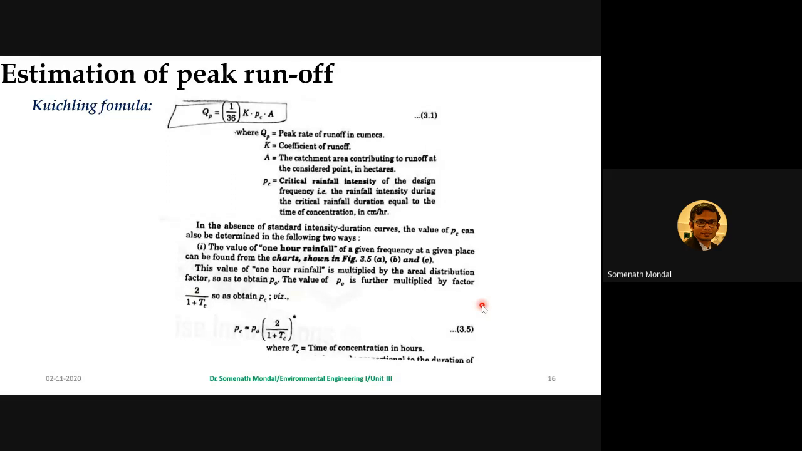get the desired value. This value of 1 hour rainfall is multiplied by the area distribution factor to obtain P0. Now the value of P0 is further multiplied by a factor, that is 2 by 1 plus TC, to obtain PC. So PC is equal to P0 into 2 by 1 plus TC, where TC is the time of concentration in hours. All of you know that.